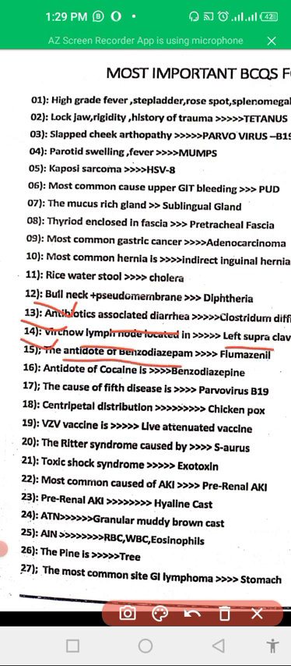एंटीडोट फॉर बेंजोडायजेपिन इज फ्लूमाजेनिल. एंटीडोट फॉर कोकेन इज बेंजोडायजेपिन. काज ऑफ फिफ्थ डिजीज इज पार्वोवायरस B19. पार्वोवायरस काज़ेज़ फिफ्थ डिजीज विच इज स्लैप्ड चीक सिंड्रोम, पार्वोवायरस.